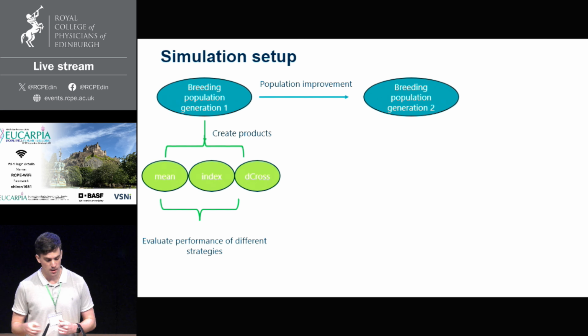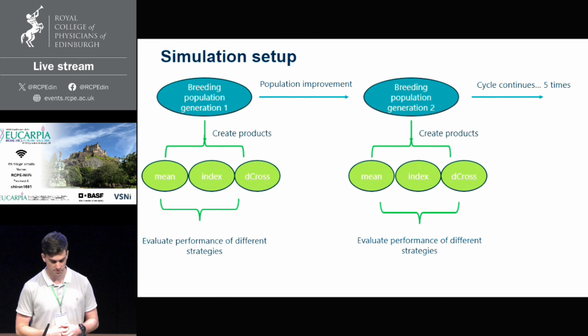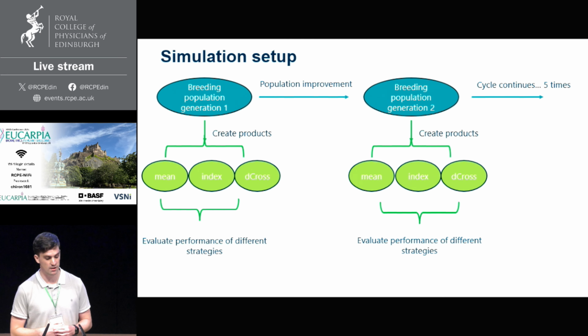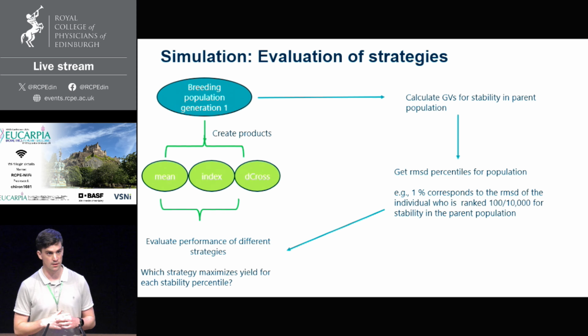I'll then undergo a cycle of population improvement and basically repeat the process and do it 5 times. Just to keep it simple, I'm not cycling any of the products that I make back into the population improvement component, and that's just to make sure that these comparisons are fair. So really what you can think of this is we're trying to take a population and cross it in such a way to create products that we release. So we're not necessarily thinking in terms of genetic gain.